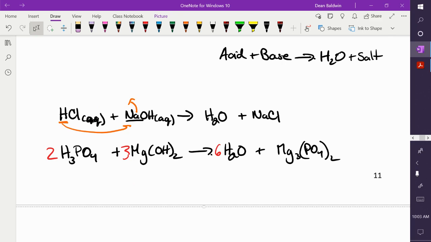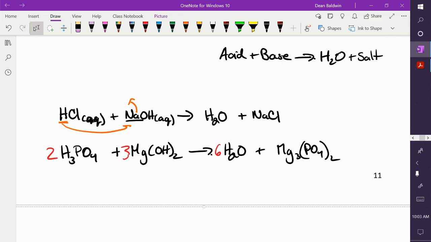So if you look here, there's two phosphate groups. So I put a 2 in front of here to get two phosphate groups. That gives, then count the hydrogens. 2 times 3 is 6 hydrogens. Here, there's 2 there. Oh, sorry, I also balanced the Mgs.